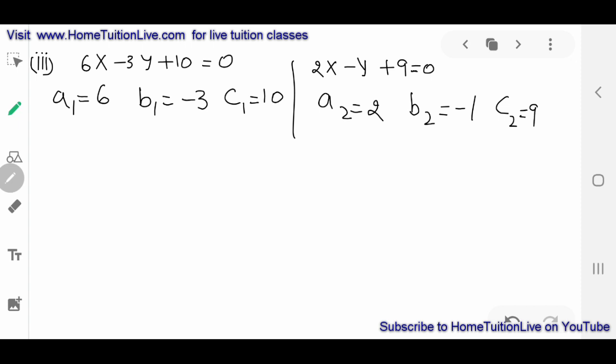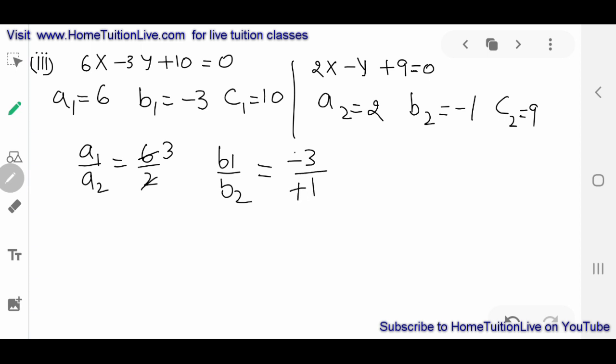So here a1 by a2 is 6 by 2, that is 3. b1 by b2 is minus 3 by minus 1, that is 3. c1 by c2 is 10 by 9.